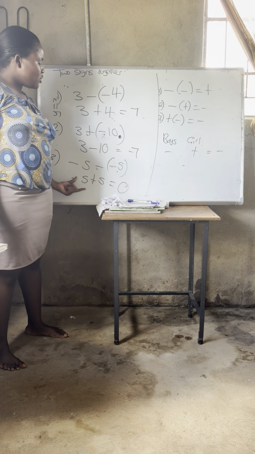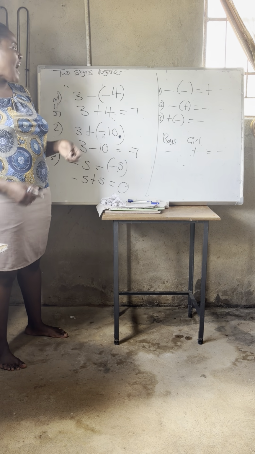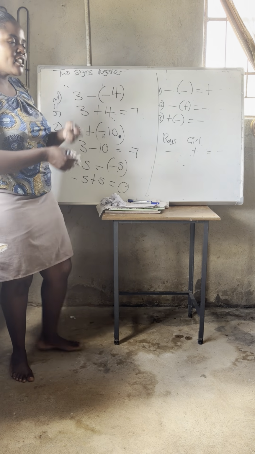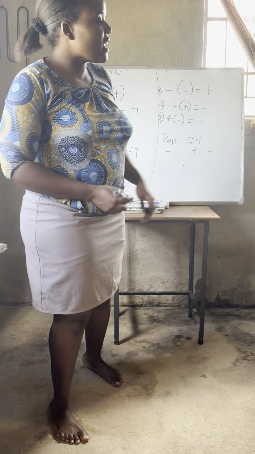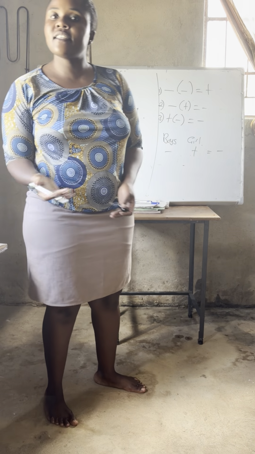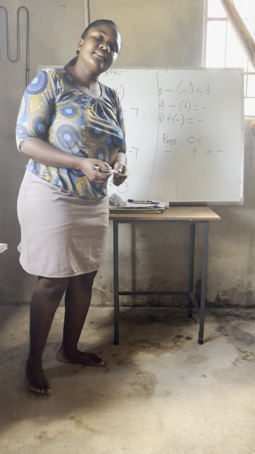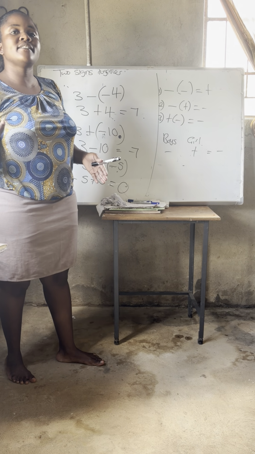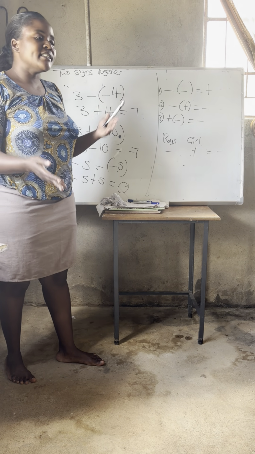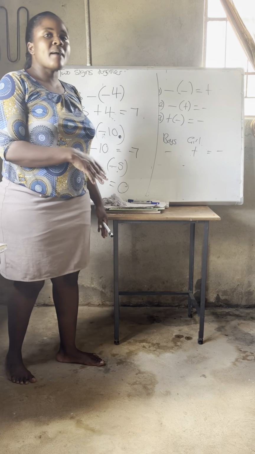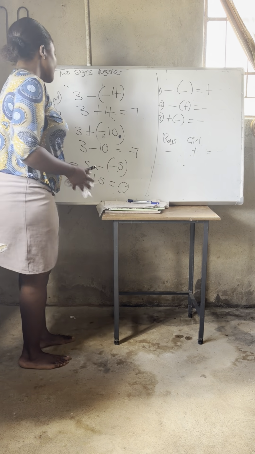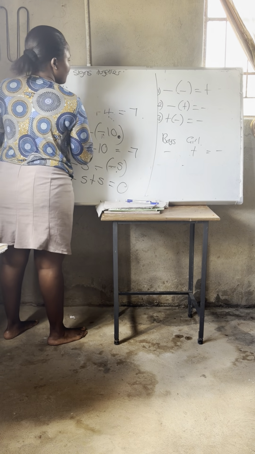So you need to get rid of one of the signs. After that, you now follow the same rules. Check the signs. If the signs are the same, add. The answer takes their sign. If the signs are different, subtract the smaller number from the larger. The answer takes the sign of the larger. All right. So that's it when given two signs.